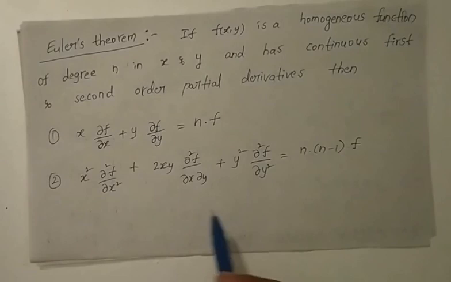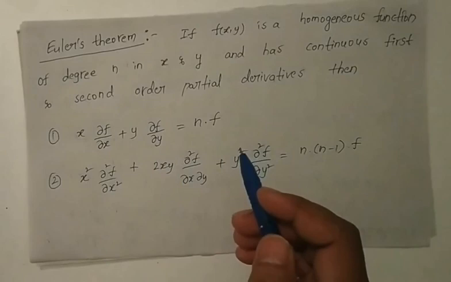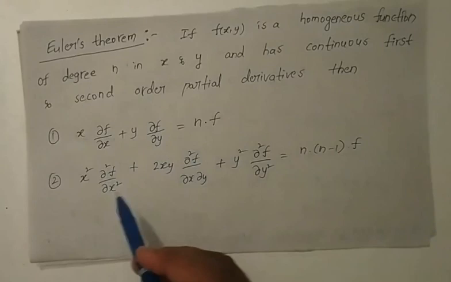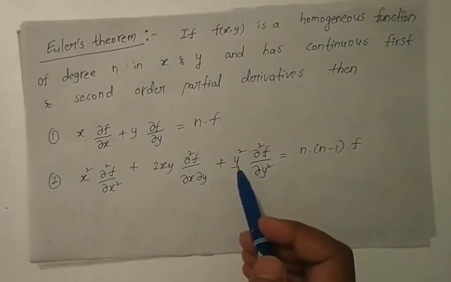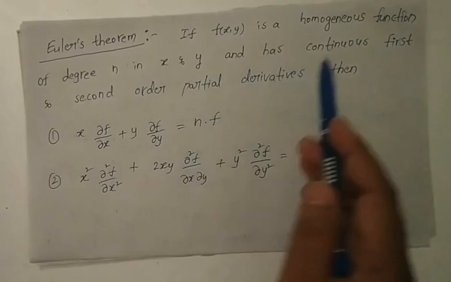Okay. If f(x, y) is a homogeneous function of degree n in x and y and has continuous first and second order partial derivatives, then x ∂/∂x plus y ∂/∂y is equal to n into f. x² ∂²f/∂x² plus 2xy ∂²f/∂x∂y plus y² ∂²f/∂y² is equal to n into (n minus 1) f. Okay. Here, Euler's theorem for homogeneous function.